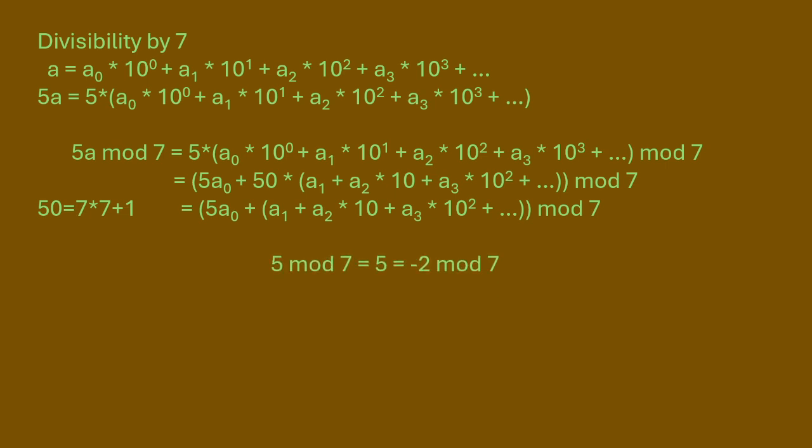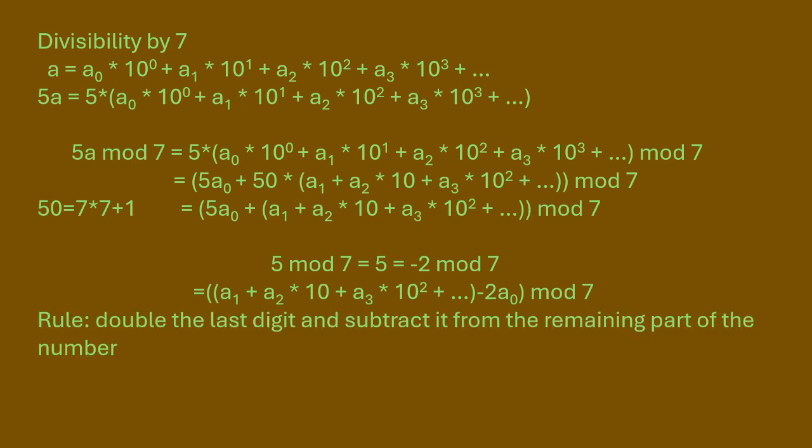And we can also note, for further simplification purposes, 5 mod 7 equals 5, and so is negative 2 mod 7. So we can substitute a negative 2 for the 5, since we're still taking the remainder regardless, thus giving us the tens digit and up divided by 10 minus 2 times the first digit, and then you find the remainder of that. And that happens to be our rule.